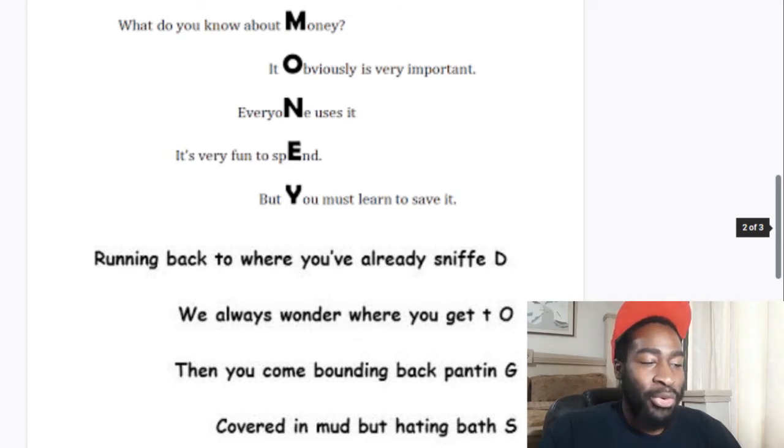In the other example, you have the acrostic on the right side of the poem. Running back to where you're already sniffed. We always wonder where you get to. Then you come bounding back, panting, covered in mud but hating baths. And this poem is about dogs. That makes sense. So make sure that the acrostic actually complements the message of the poem.